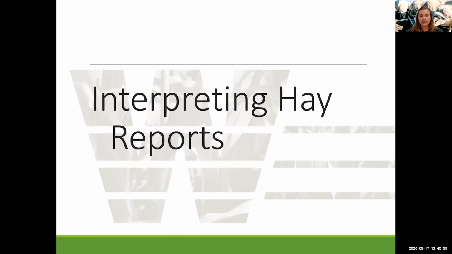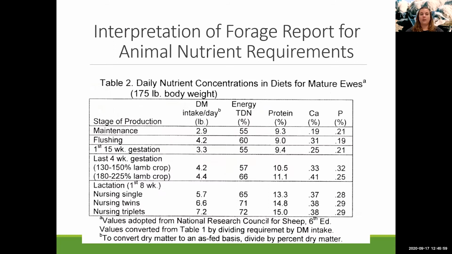I haven't pulled anything specific for goats, but the same principles are going to apply. Okay, so what I have here is a table, and today what we're going to focus in on is what is this ewe's requirement during flushing, as well as during the first portion of gestation, because we're going into wintertime, and that's what we're going to be focusing on: what are her nutrient needs during these times.